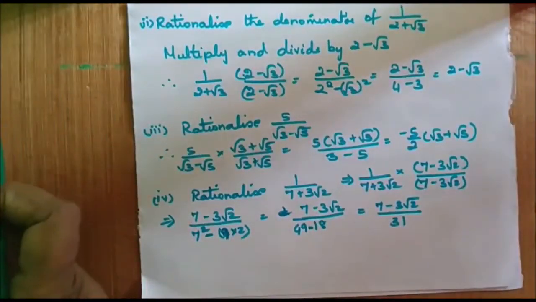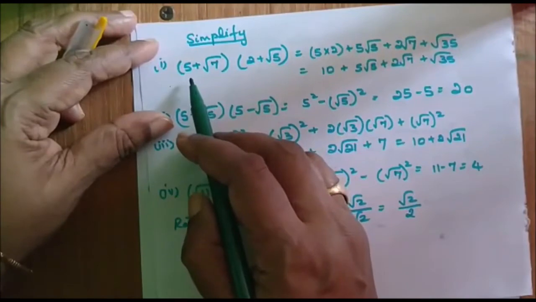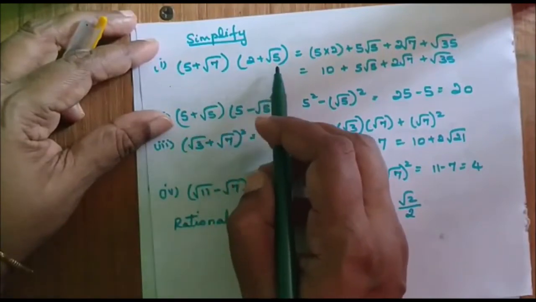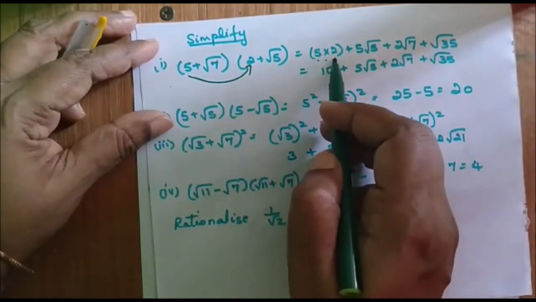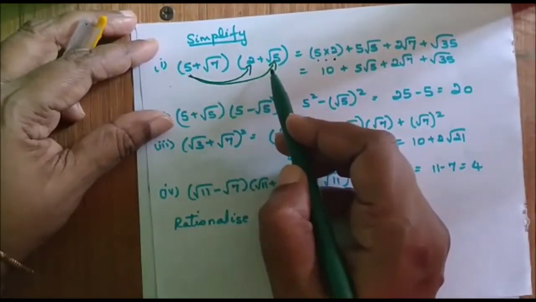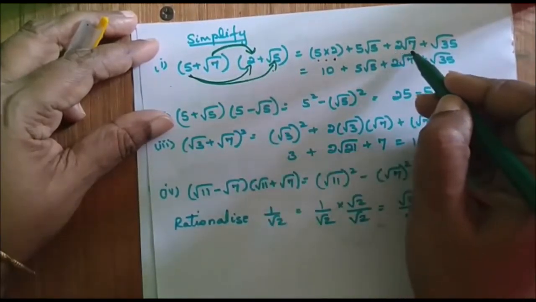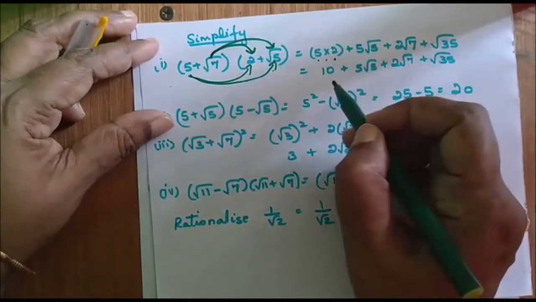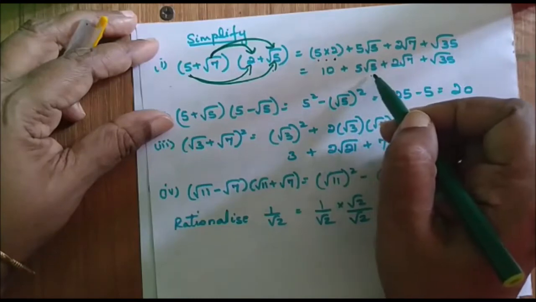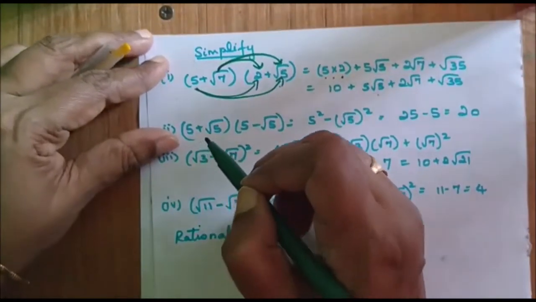Now let us solve some problems using these identities. Okay. Now simplify this: (5 plus root 7) into (2 plus root 5). First we will multiply 5 with 2, so it is 5 into 2. Next I will multiply 5 with root 5, so it is 5 root 5. Now I will multiply root 7 with 2, it is 2 root 7. And then root 7 into root 5 is root 35. So what do I get? 10 plus 5 root 5 plus 2 root 7 plus root 35. I hope you understood how we get this answer.